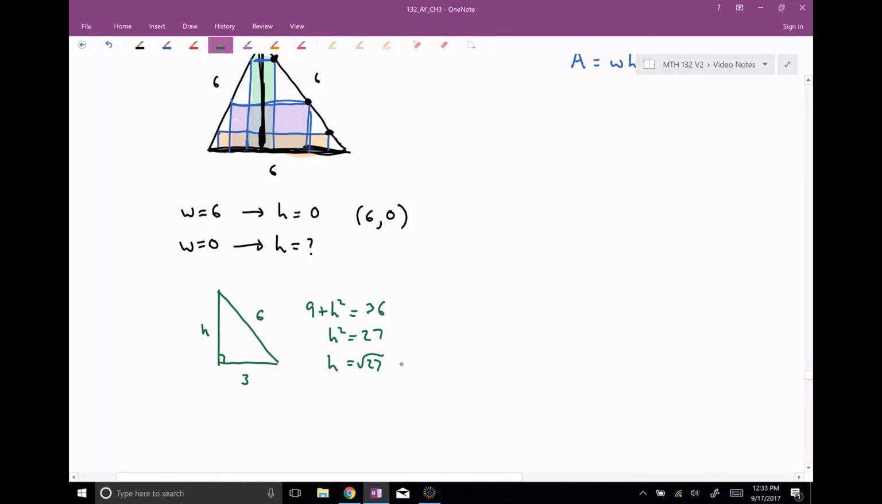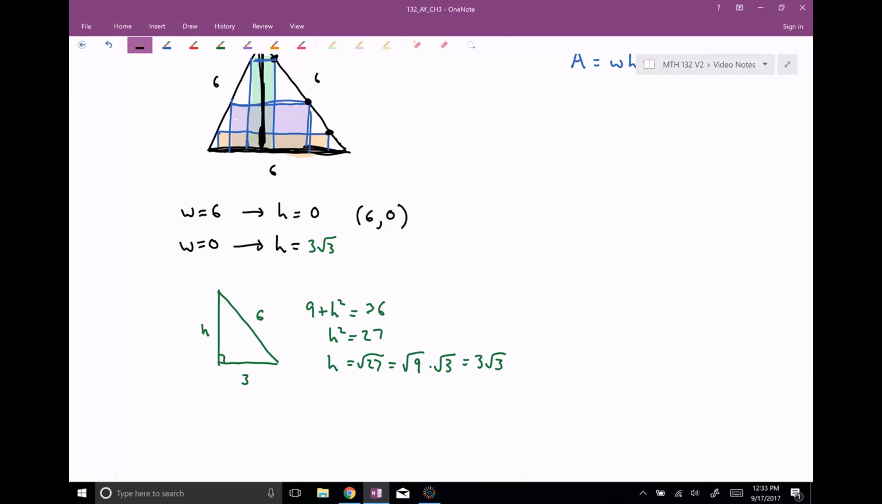And now we can actually reduce this. You may want to rewrite root 27 as root 9 times root 3. And then root 9 is the same thing as 3. So you can write this as 3 root 3 if you'd like. So again, this is saying if your width is 0, then the height of that rectangle is going to be 3 root 3.